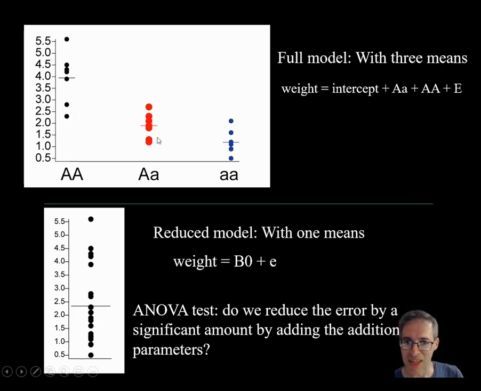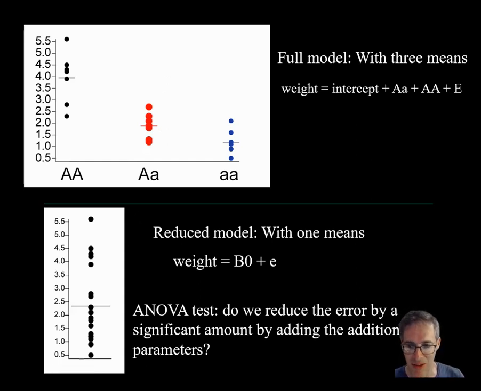Right? So I have 3 mean lines here. I measure the error as the distance between each data point and the mean line, or I have 1 mean line here, and I measure the distance between each data point and the mean line. And the ANOVA test has a null hypothesis that these 2 models explain the same amount of variance.